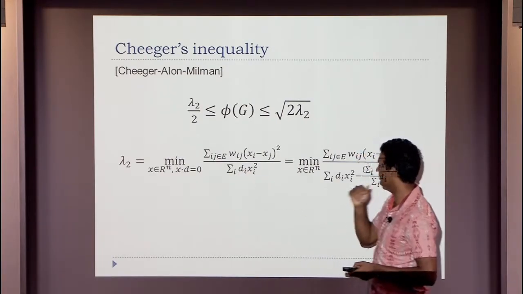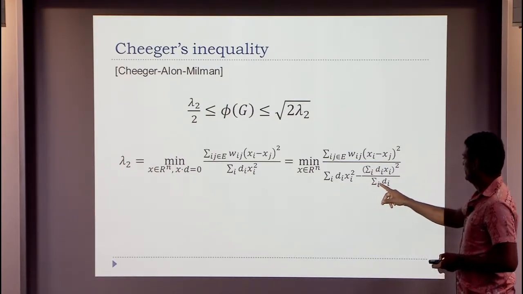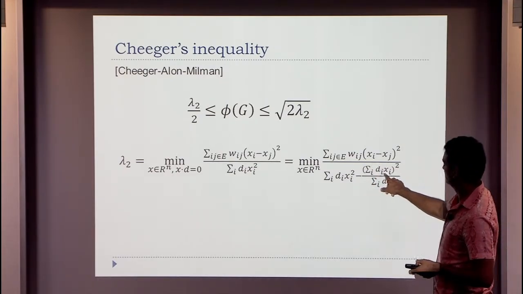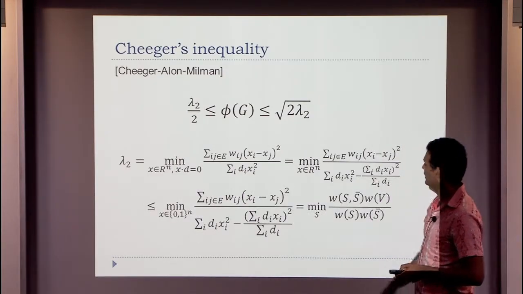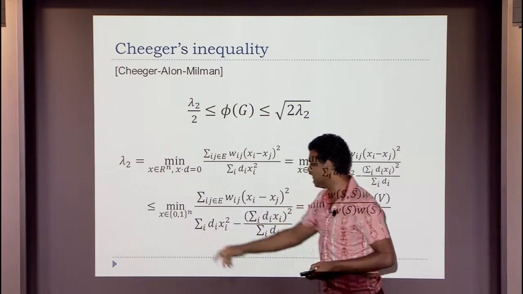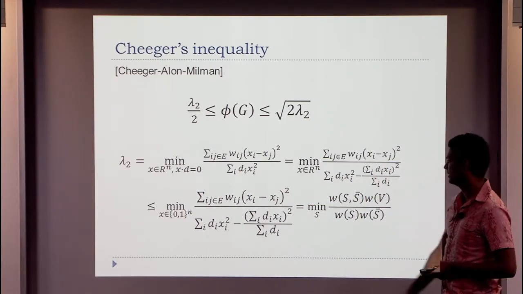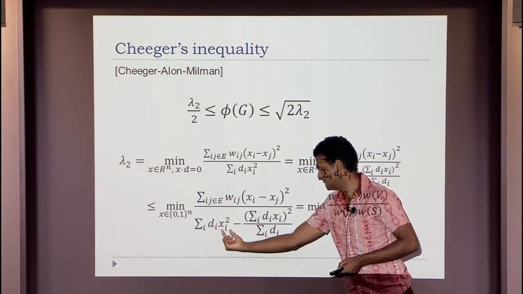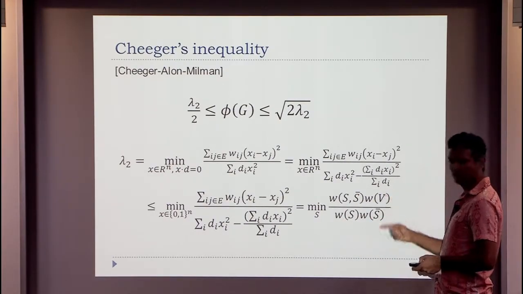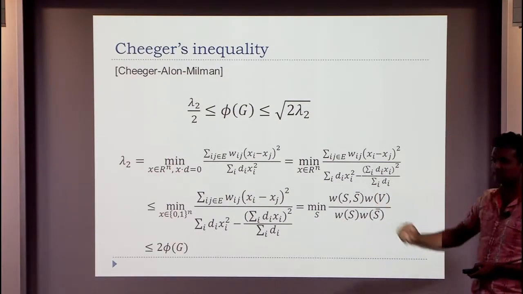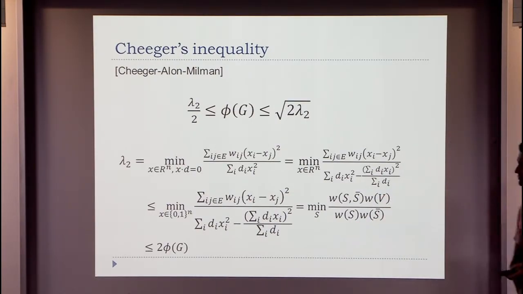This is the definition of lambda 2, no change. And now we relax. I added this term, which is 0 because x is orthogonal to d. And now let's restrict to only 0, 1 vectors, which specify subsets. It can only go up. And now if you interpret what it means, x is the indicator vector of some subset, you end up with the weight of the subset and the weight of its complement. And that's at most twice the expansion, because one of them is at least half the weight of the graph.